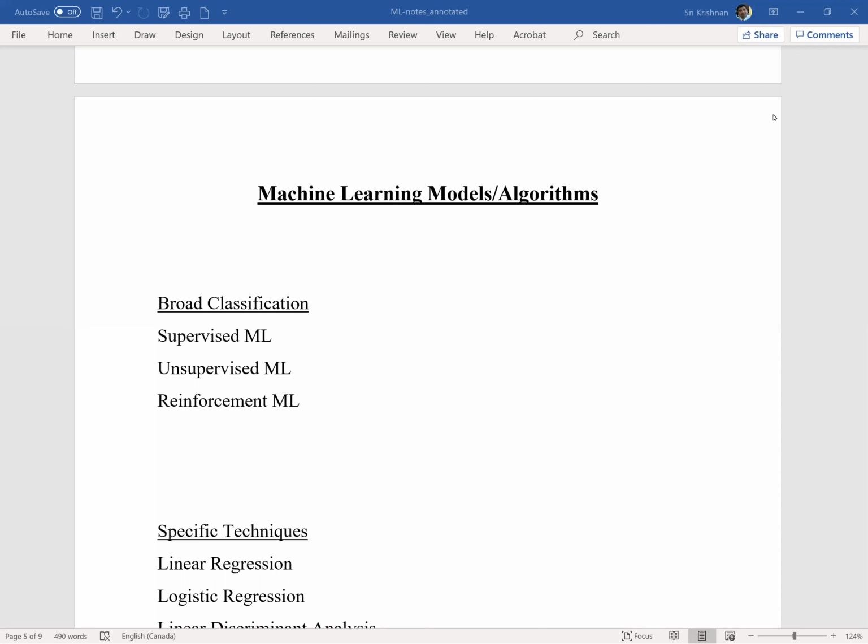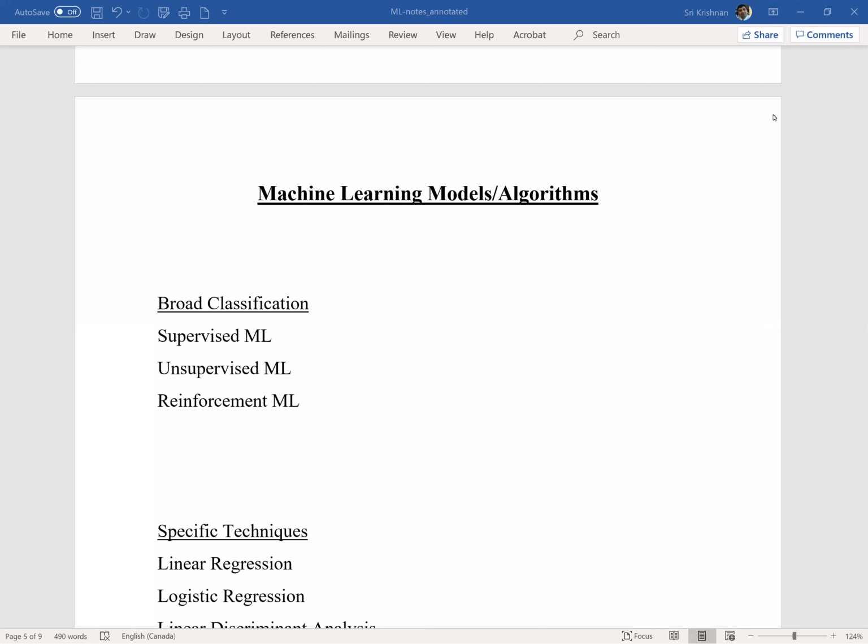So here we will be looking into the machine learning models or algorithms. What we have seen so far is on ML performance metrics, such as confusion matrix, sensitivity, specificity, receiver operating characteristics, and area under the curve. They allow us to know how good the ML model was, but we didn't get into any specific details about the model that we used.